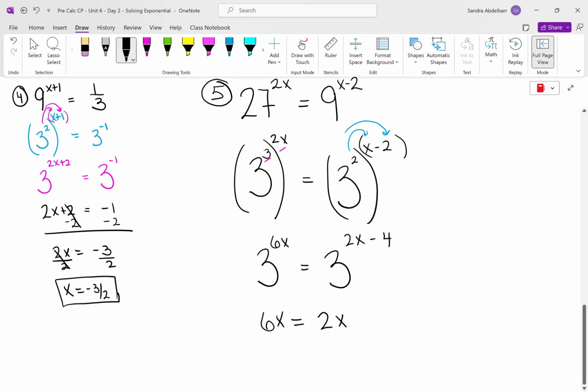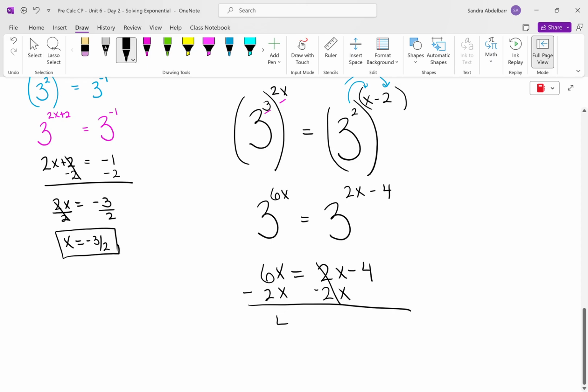Now that we have the same base, we set their exponents equal to each other. 6x is equal to 2x minus 4. I'm going to subtract that 2x on both sides. We have 4x is equal to negative 4, so x is equal to negative 1.